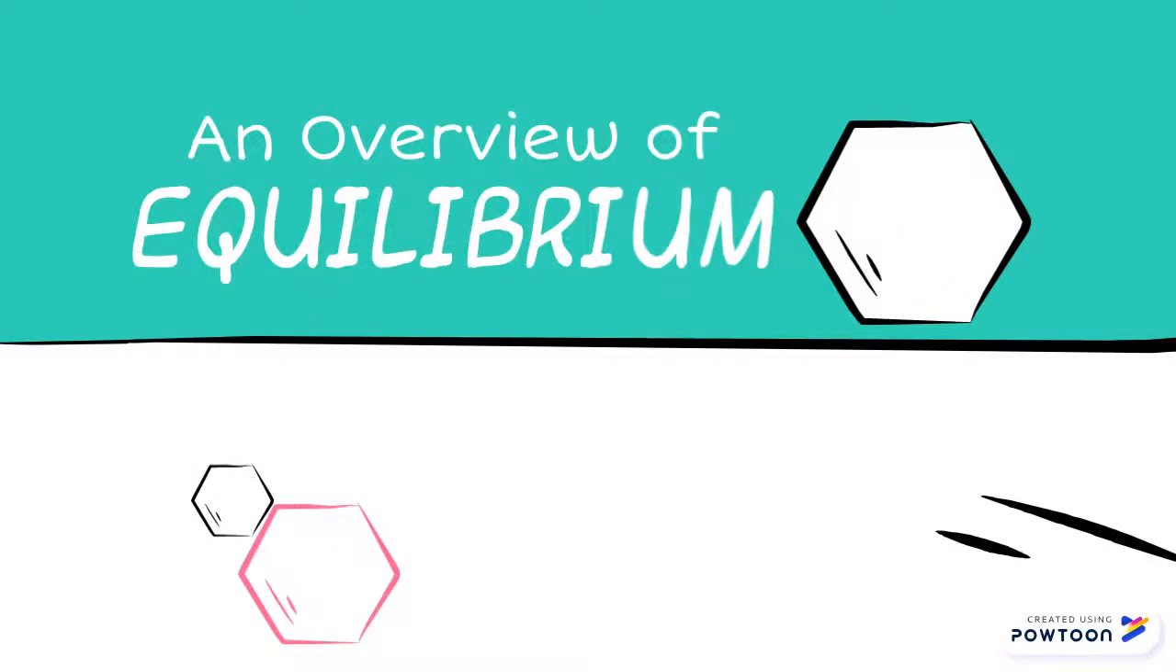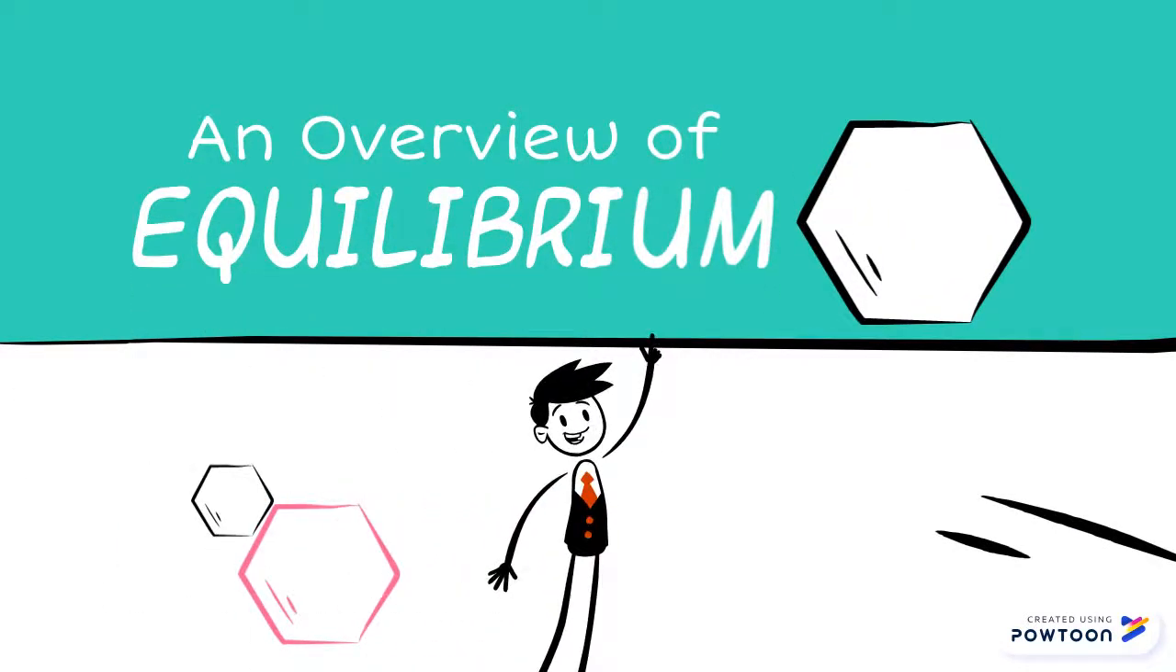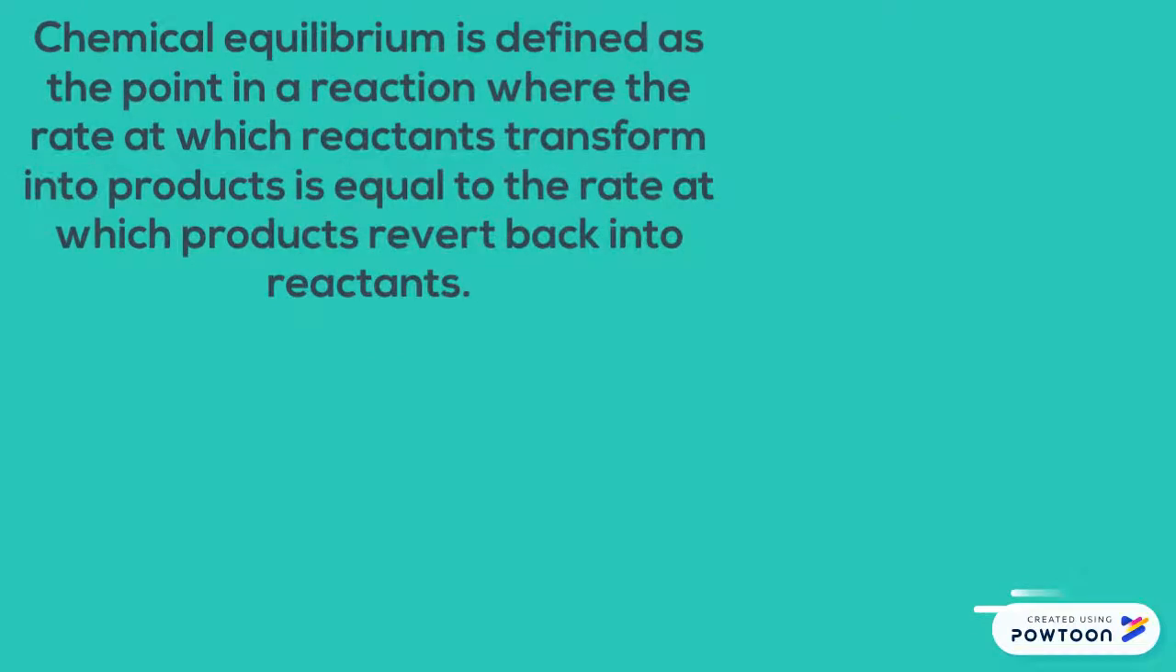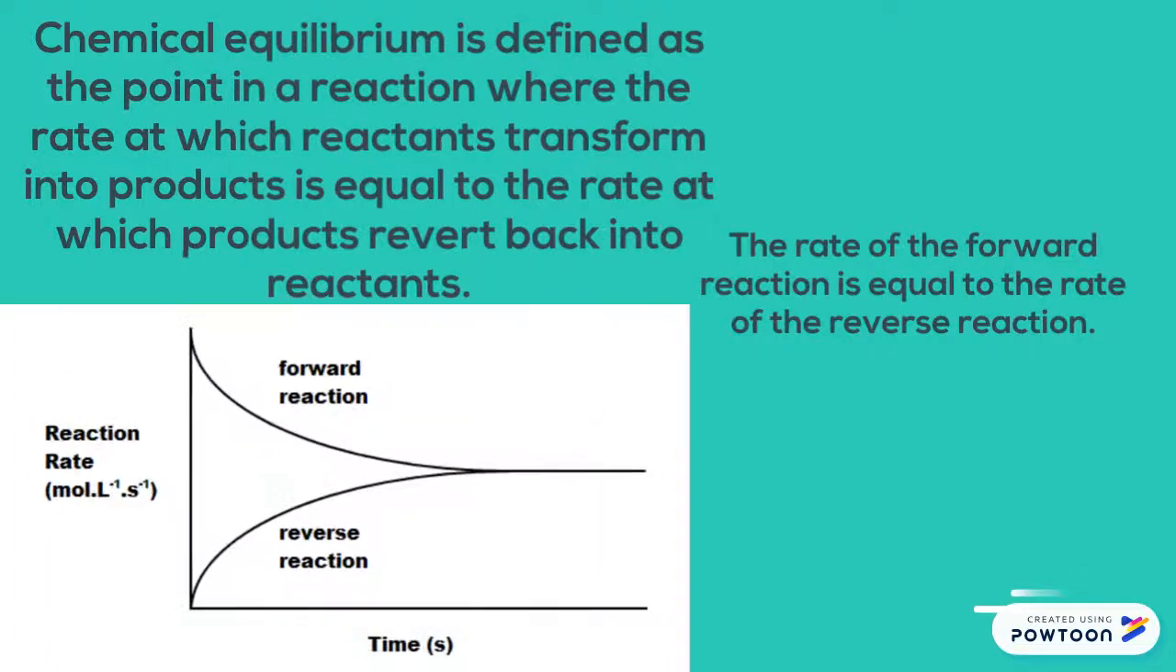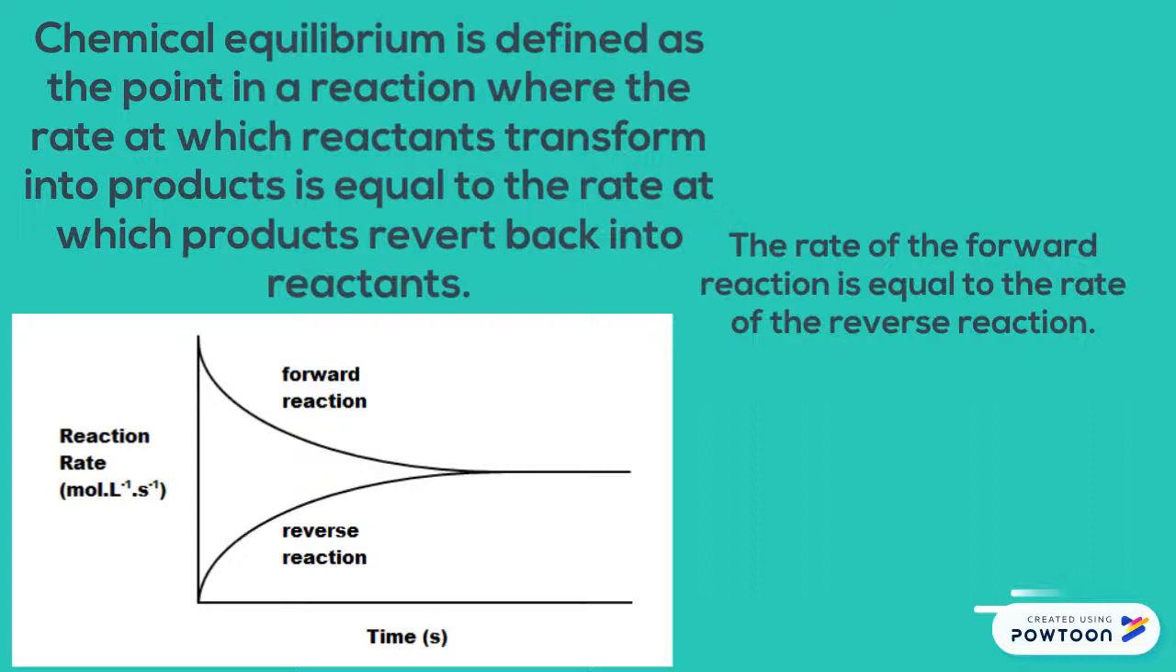Now, let's just start with an overview of equilibrium. Chemical equilibrium is defined as the point in a reaction where the rate at which reactants transform into products is equal to the rate at which products are transformed back into reactants. In other words, this means that the rate of the forward reaction is equal to the rate of the reverse reaction. And as you can see in the bottom left corner of the graph, chemical equilibrium is reached when the two lines meet and stay consistent with time.